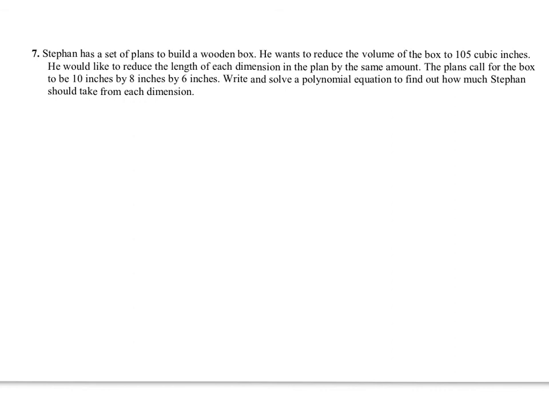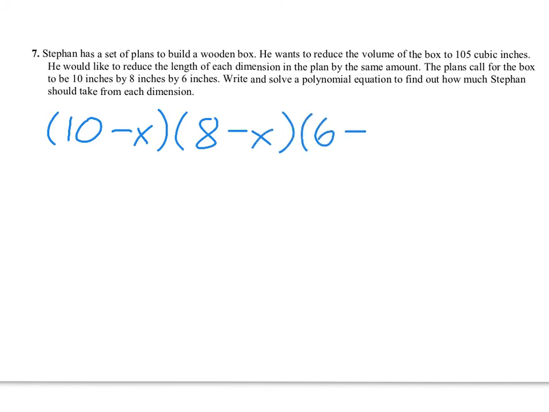In the last problem, we have a wooden box. We want to reduce the volume so that it becomes 105 cubic inches. The box was 10 by 8 by 6. We're going to reduce each dimension by the same amount. So the first dimension, the 10, is going to get reduced by some number x. The 8 is going to get reduced by x also, and the 6 is also going to get reduced by that. Multiplying these three dimensions together, we want the volume to become 105.